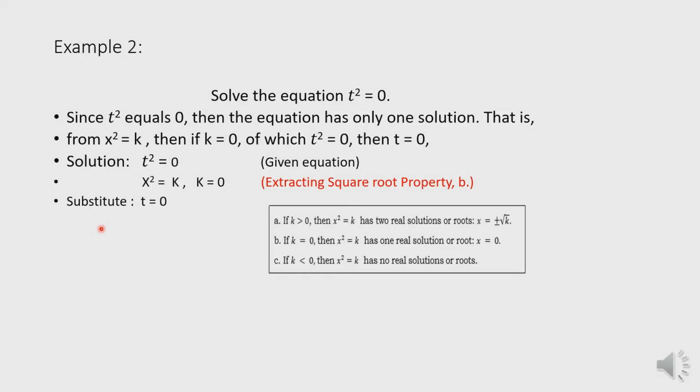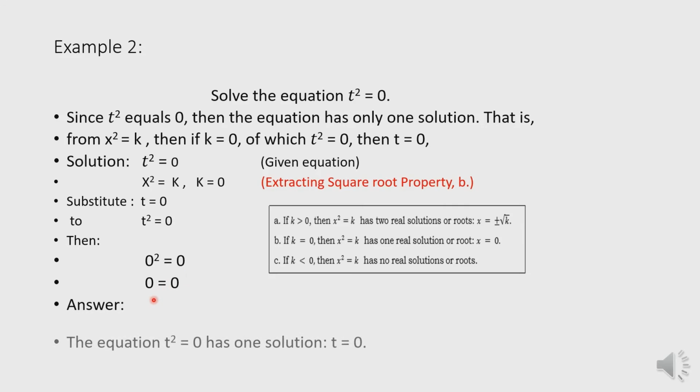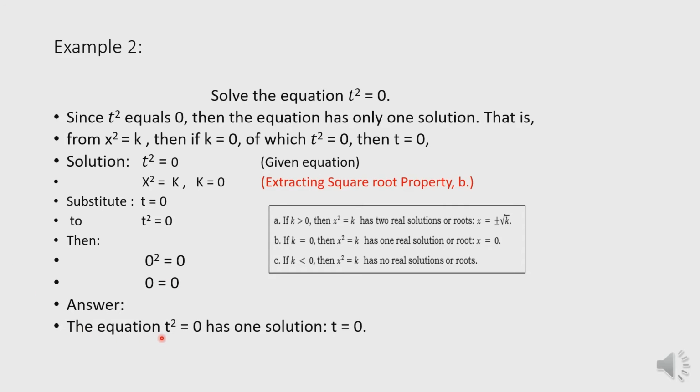Property b. Then substitute the value of t, which is 0, into the equation t squared equals 0. Then our equation now is 0 squared equals 0, and 0 squared is also 0. So that makes the statement true. Therefore, the equation t squared equals 0 has one solution, that is, t equals 0. Okay?